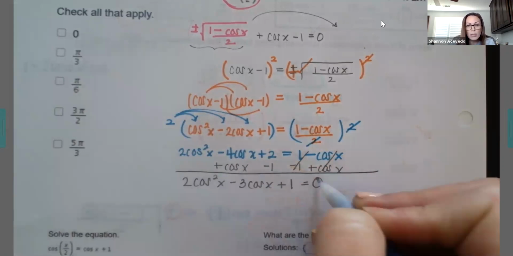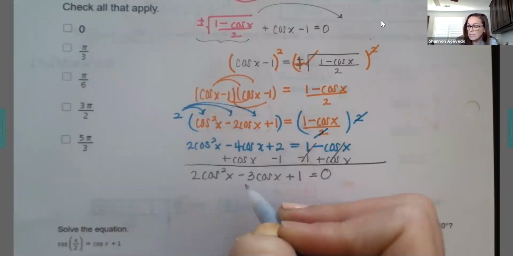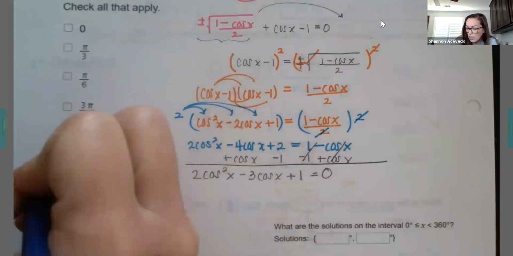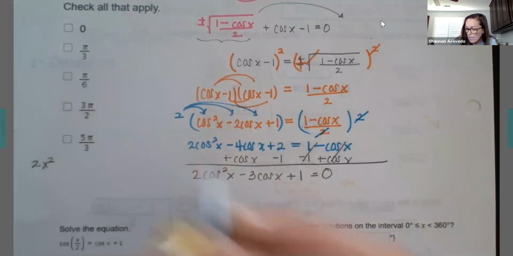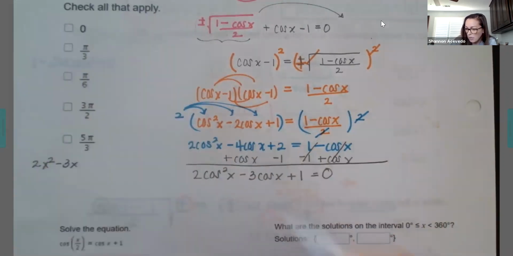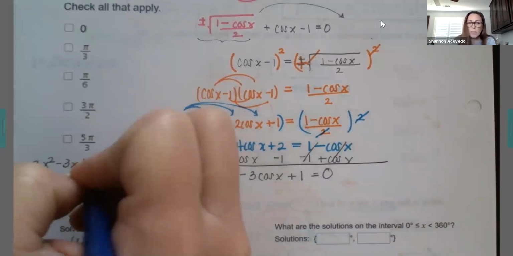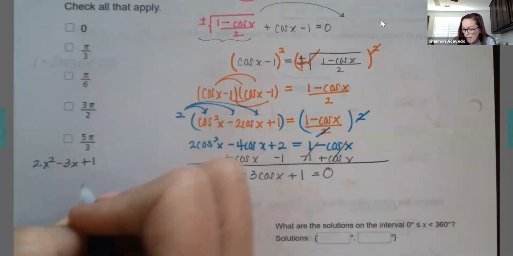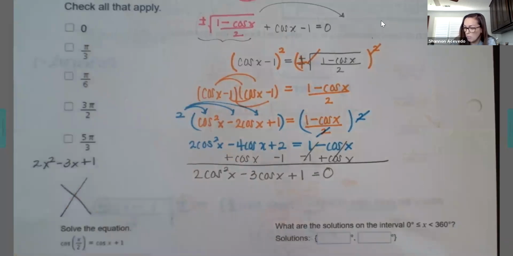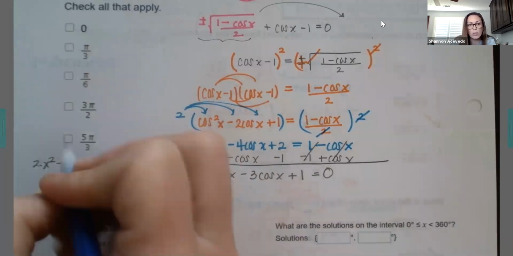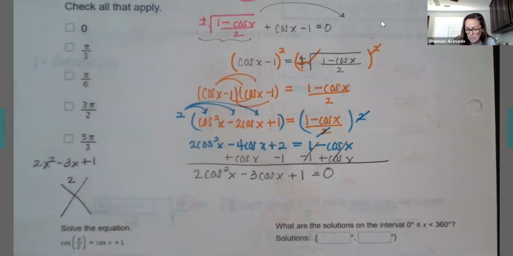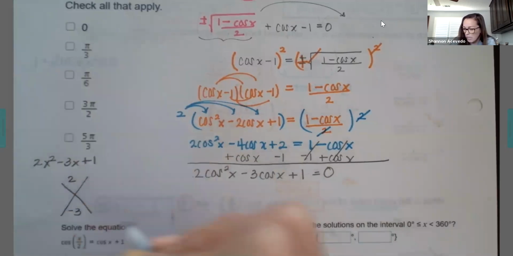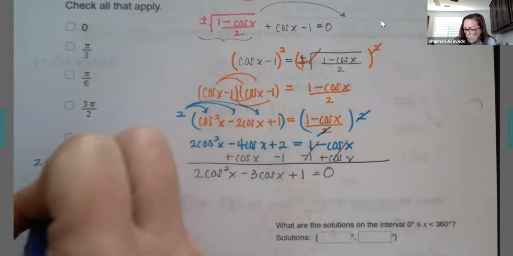And all I want to do now is factor this. This is the same thing. It's like working with 2x squared minus 3x plus 1. So your x is just representing that cosine value. And all I need to do is just factor. So I need two numbers that multiply to 2 and add to a negative 3. So it's going to be negative 2 and negative 1.